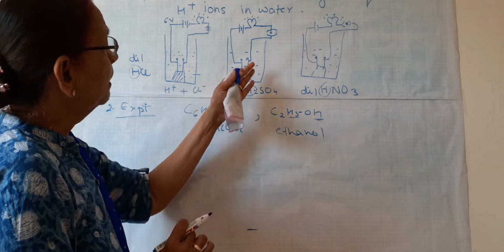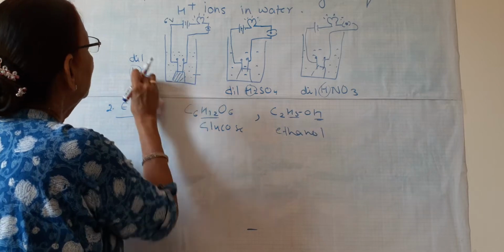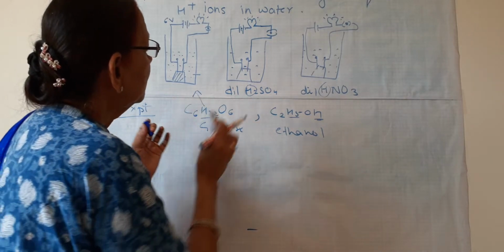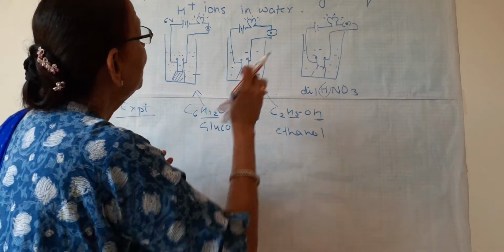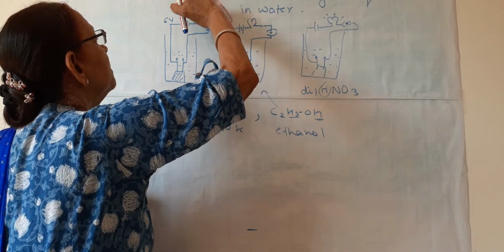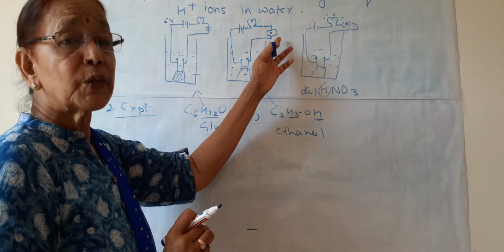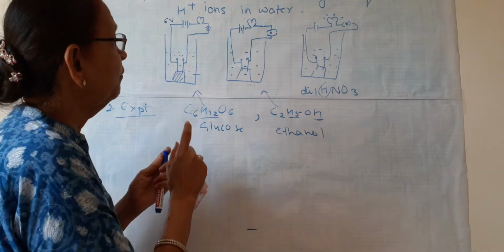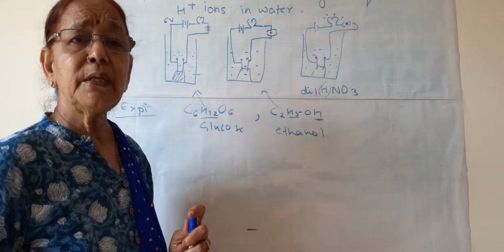Again, the same experiment we will do. Suppose instead of HCl, in the first beaker we put glucose solution. In the second beaker we put alcoholic solution, ethanol. What we will see, when the switch is on, is that the bulb is not glowing. Although we have switched on the circuit, the circuit is not completed. Electricity is not flowing. Why is the electricity not flowing? Because these are not dissociated into ions.